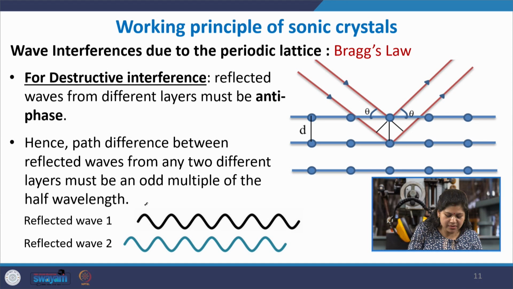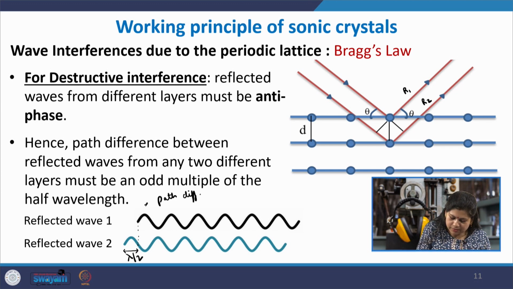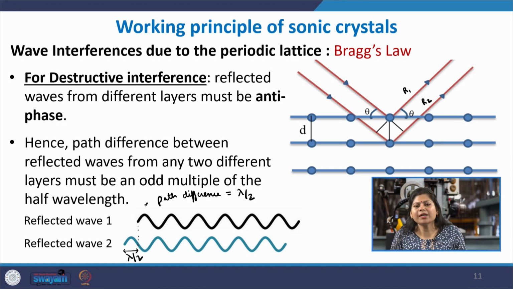So, something like this. Then you will have a destructive interference. So, let us see. For example, these two are, let us say, the reflected wave 1 and the reflected wave 2 from the two different layers. And what is the path difference here? If you see, this is lambda by 2. So, here the path difference in this case is lambda by 2. We already know what happens when the path difference is lambda. In that case, there will be a constructive interference.